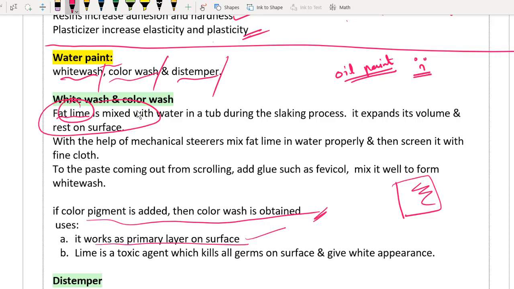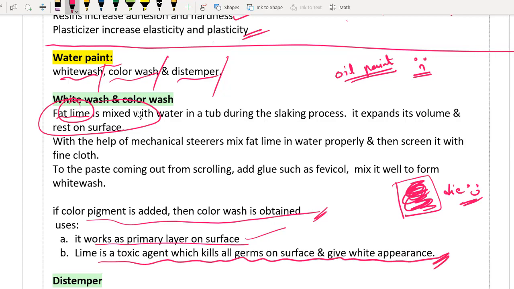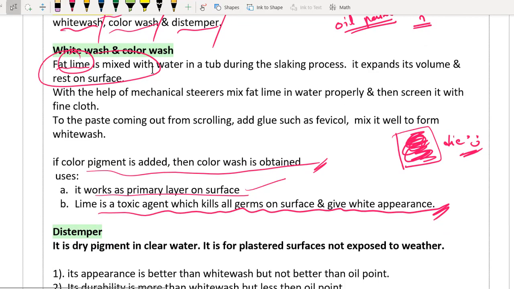So in a closed atmosphere, there is a chance that it could grow and damage my timber or wall or even decrease the quality of paint. But whenever I apply lime, you know, the lime has certain properties. It is alkaline. So obviously, as it is alkaline, if there are any microorganisms living on the surface, they will die. So obviously it is good for us, right? So what is happening? Lime is a toxic agent which kills all the germs on surfaces and gives a white appearance. So I hope you are very clear, right?